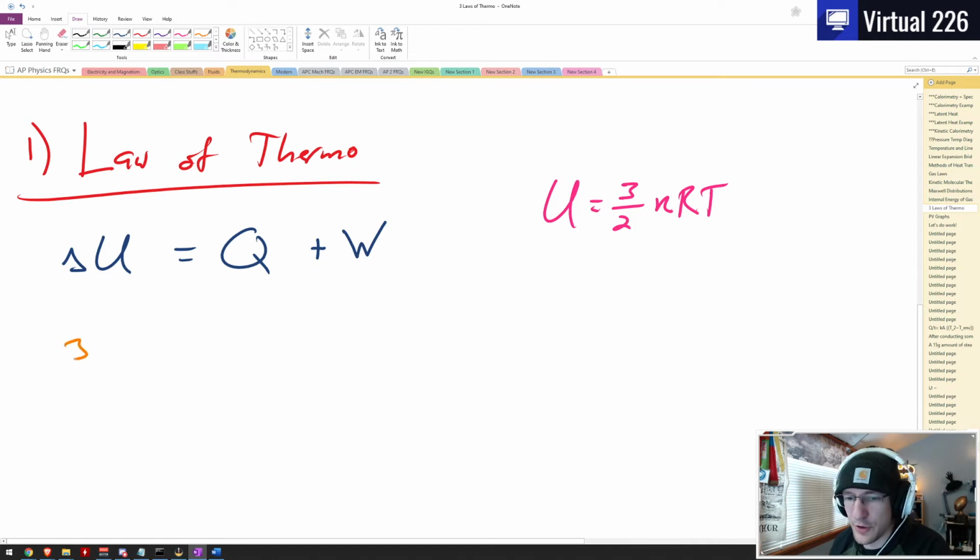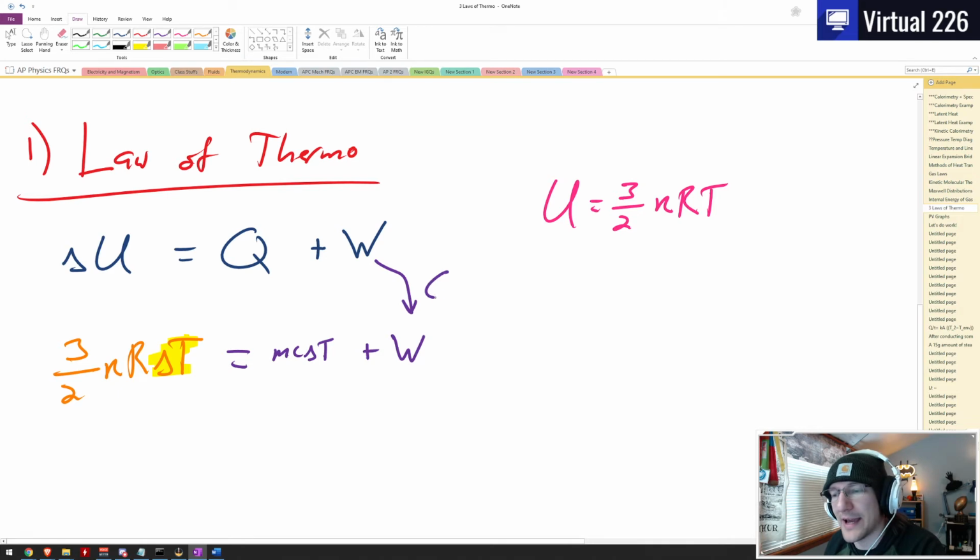If we have a delta U, like we have here, then technically this is going to become 3/2 nR delta T, because we have to have a change somewhere in there, okay? A change of temperature will give us a change of this internal energy. And that will equal Q, which sometimes might be given to us as just a quantity like 600 joules, or sometimes it may be given to us as mc delta T. Remember that from calorimetry. And then we've got some amount of work here. And this work, we might have to use a graph in order to find it.